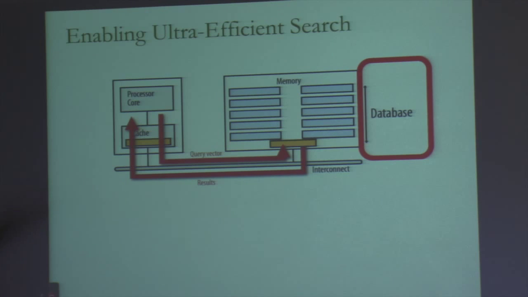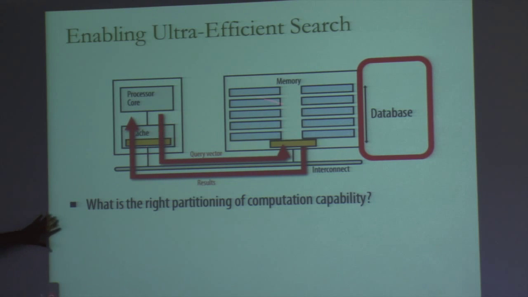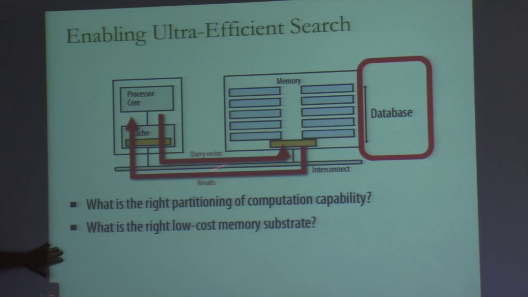Now, there are many, many questions related to this. You could potentially take an application and try to do this, or you could start from the bottom up. What are the primitives in the memory that you want to support to achieve something like this? And how do you actually partition the computation capability between processor core and memory? I'll tell you about some of these questions, but you can pick up these if you're interested in this direction.